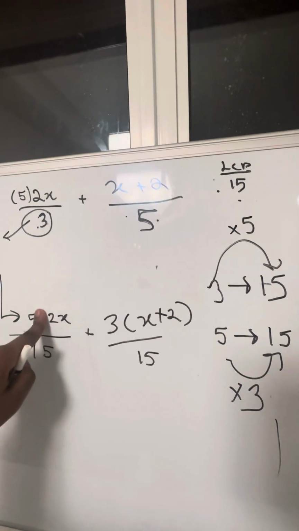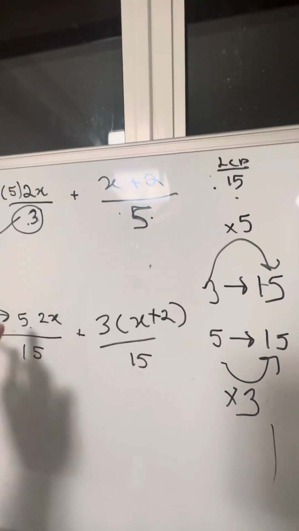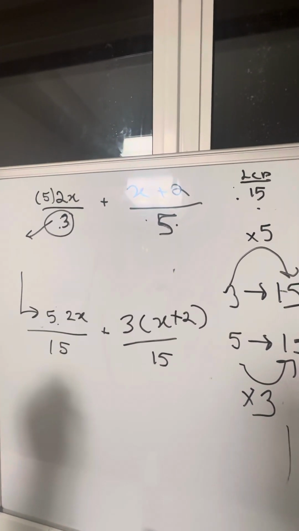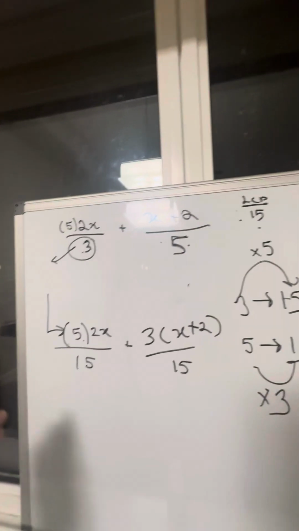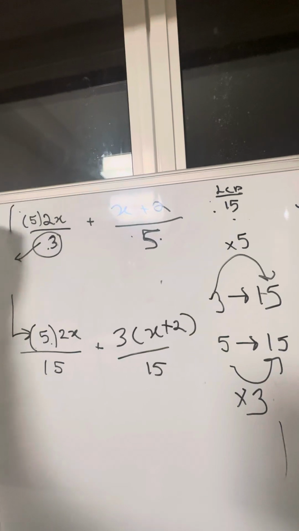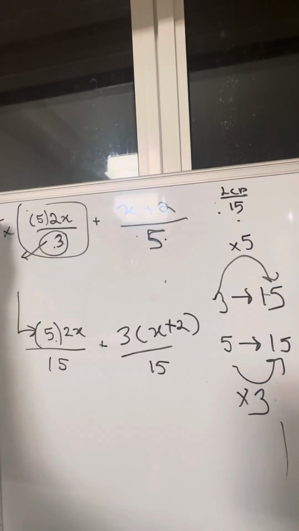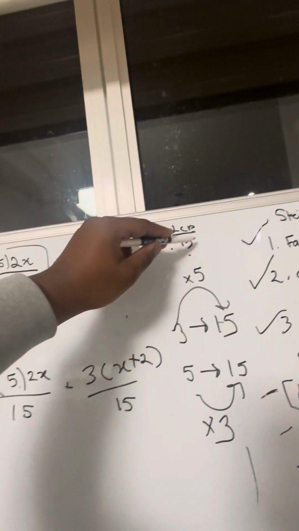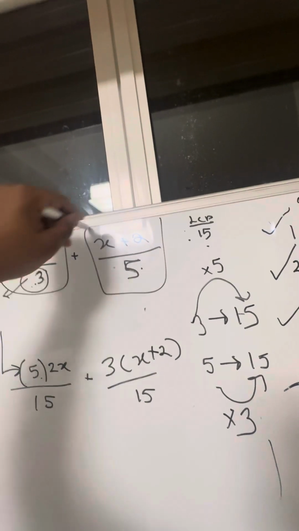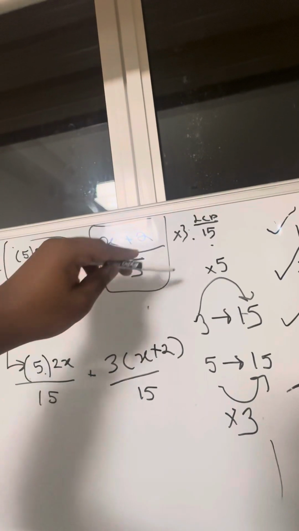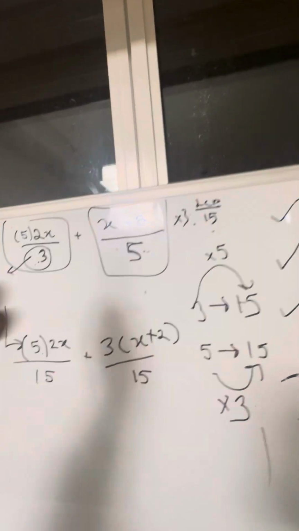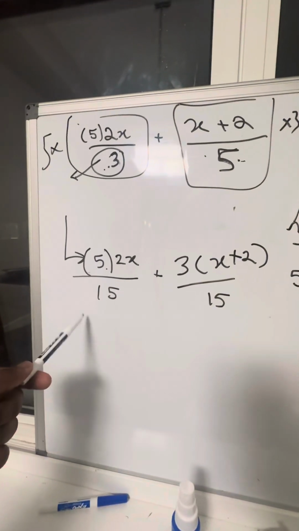Essentially, I messed this up, but honestly, you can do 5 2x. It doesn't matter where the brackets go. But you've multiplied this entire fraction by 5, because 3 times 5 gives you 15, and you multiplied this entire fraction by 3, the numerator and the denominator, because 5 times 3 gives you 15. This is how we got here.